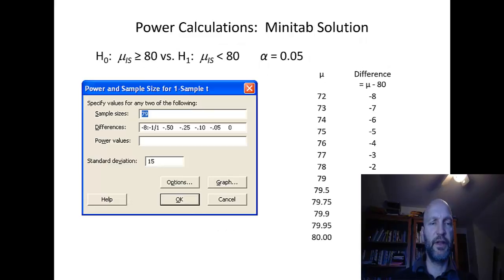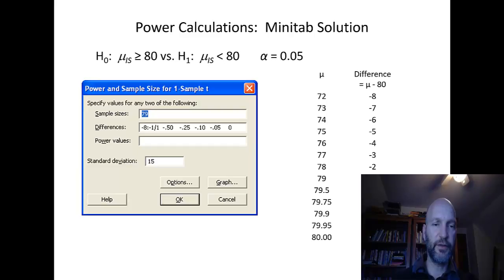Here's the setup in Minitab. Since we just calculated the sample size of 79, we're going to put that in for sample sizes. We're going to leave power values empty because that's what we want to calculate.